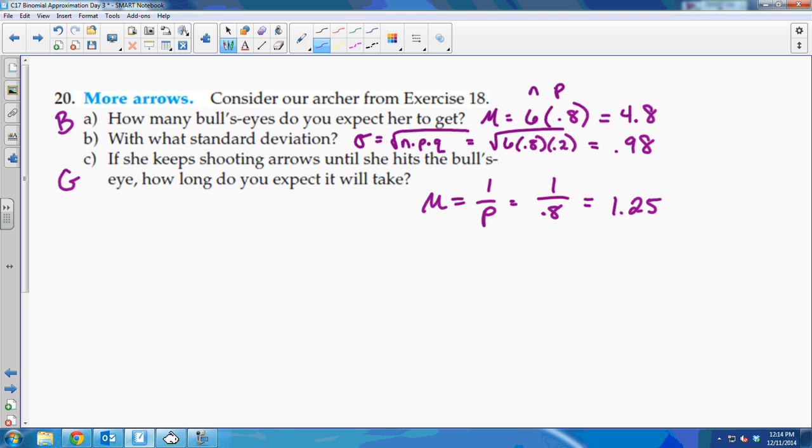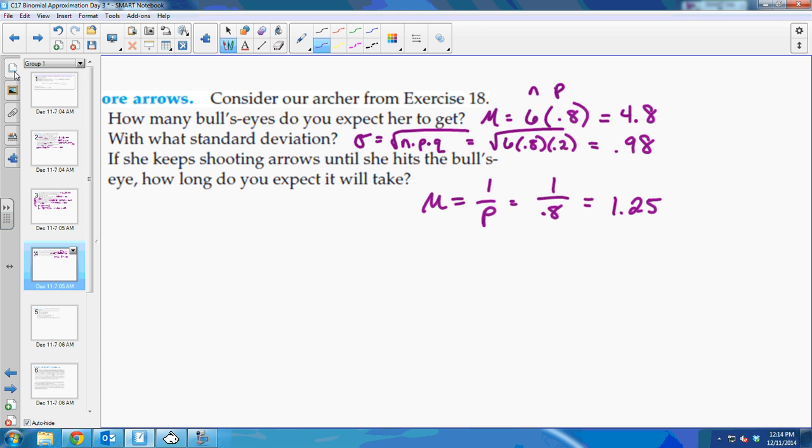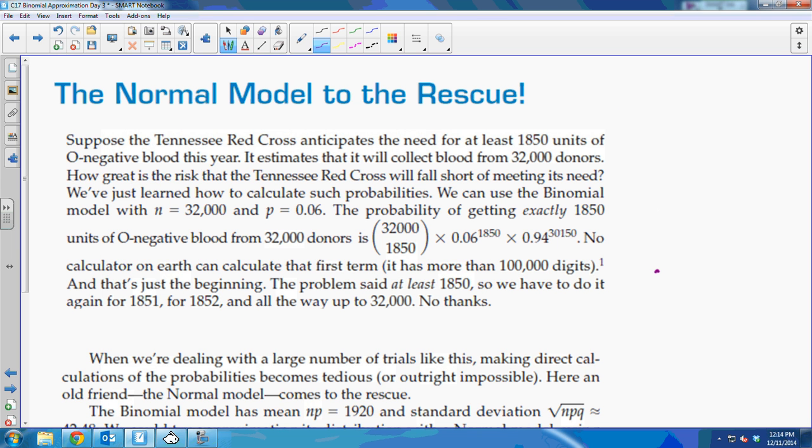Questions? All right, then let's finish the chapter up real fast. Okay? Now, what if you have really large numbers? Because that's the problem. So here it talks about the Tennessee Red Cross, and it says they have a need for at least 1,850 units of O negative blood this year, and it estimates it'll collect blood from 32,000 donors. And apparently the probability of success is 0.06.